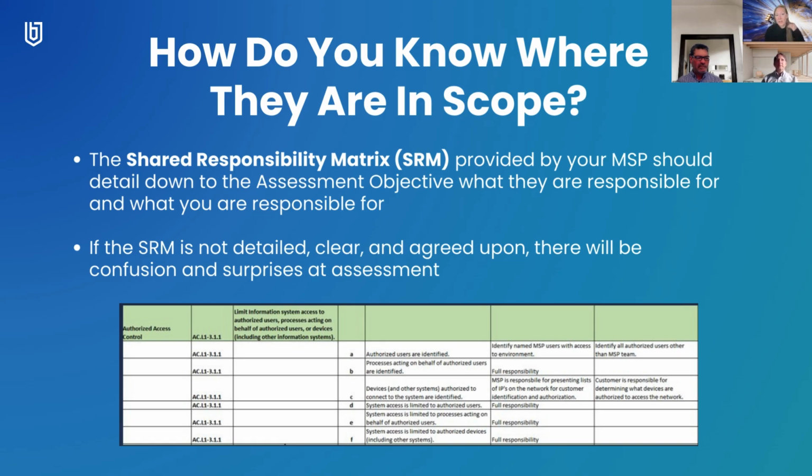So this clarifies what it is that they need from you and what you should expect from them. If the shared responsibility matrix is not detailed, it's not clear, you haven't agreed upon it, there's absolutely 100% going to be confusion and surprises when you get to assessment.